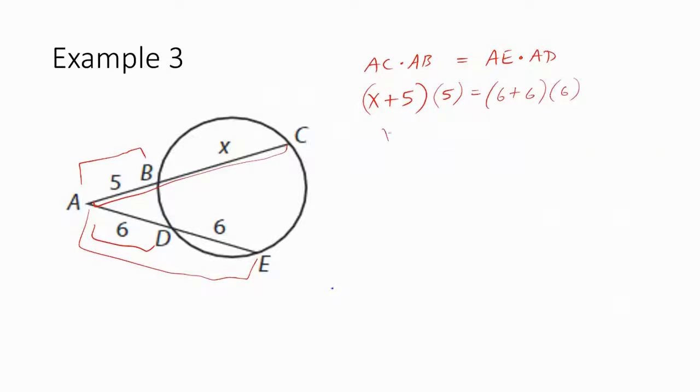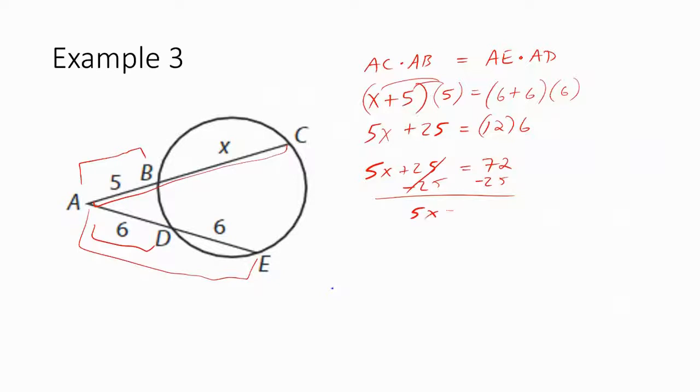So I'm going to go ahead and distribute. We have 5 times x, 5 times 5 gets 25, and that should equal 6 plus 6, that's 12, and 12 times 6 you should get 72. So we have 5x plus 25 equals 72. Let's solve for x. Subtraction property, what you do to one side, do to the other. We have 5x equaling 47. Go ahead and use the division property.